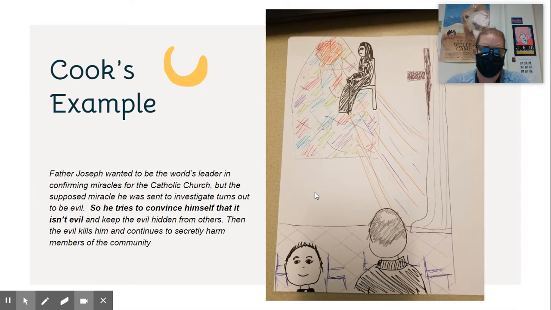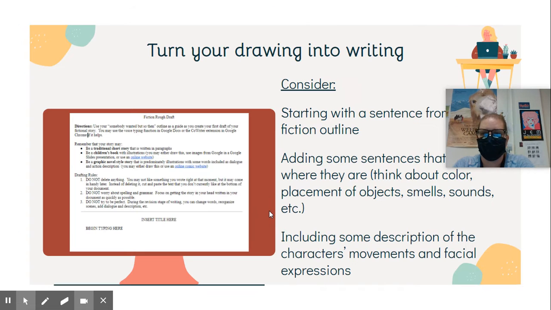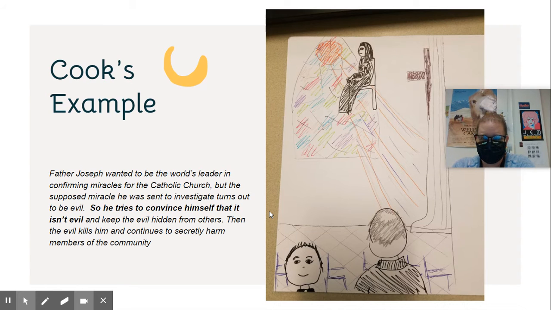So I want to show you my example. So again, clearly your artwork does not have to be great. So what I took time to visualize was the part where my character tries to convince himself that this thing that's happening is not evil. And so when I was thinking about what that might look like, I pictured this image that I was basing my character off of, which was that nun floating above the two priests. And I thought I would start there because it gave me something to start with.